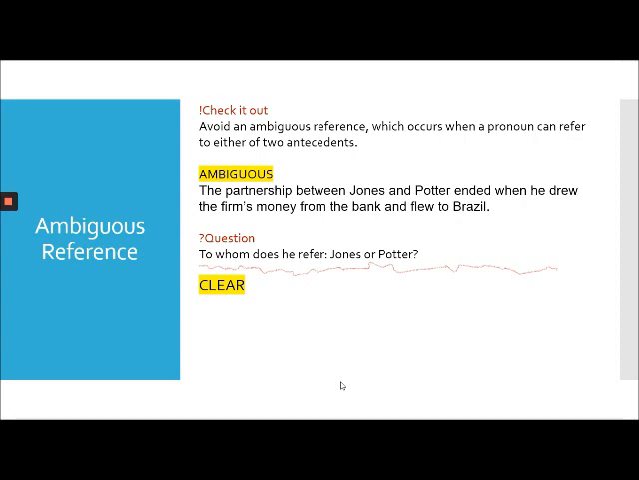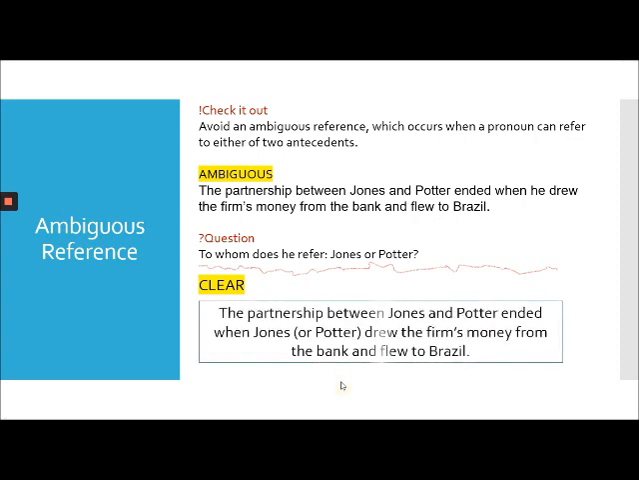Many of you would say he refers to Jones, or some of you would say he refers to Potter. For a clear statement, here is the answer. The partnership between Jones and Potter ended when Jones or Potter drew the firm's money from the bank and flew to Brazil.